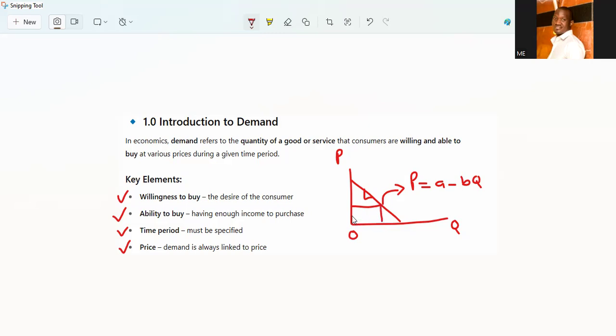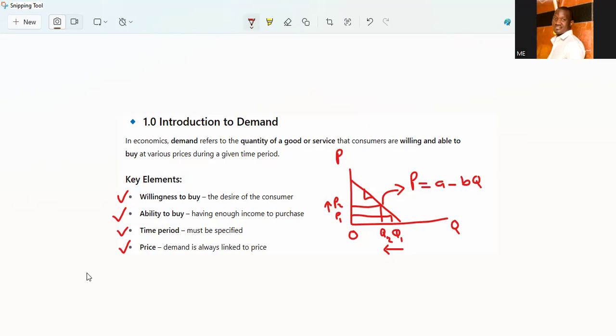So according to the law of demand, if the price goes up from P1 to P2, you expect demand to go down from Q1 to Q2. This is an inverse relationship for any normal good. So we expect a price increase to be accompanied by a decrease in quantity demanded. That is how the law of demand stipulates.